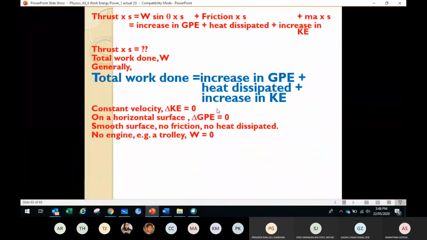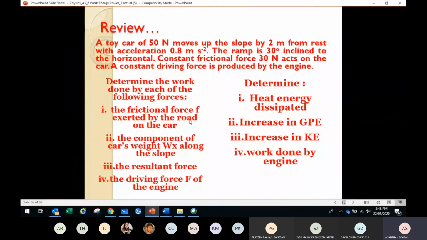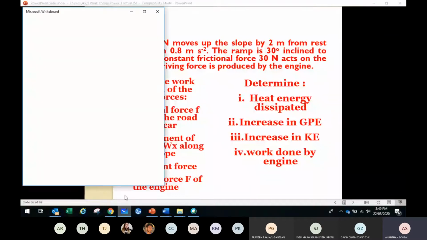First, the frictional force exerted by the road on the car. How much is the work done by the friction force on the car? What is the friction force from the numbers given on top? What is work done by the friction? Work done by the friction is friction times distance traveled by the car, F times S. Friction is 30 Newton. Distance traveled is 2 meters, they move up the slope by 2 meters.